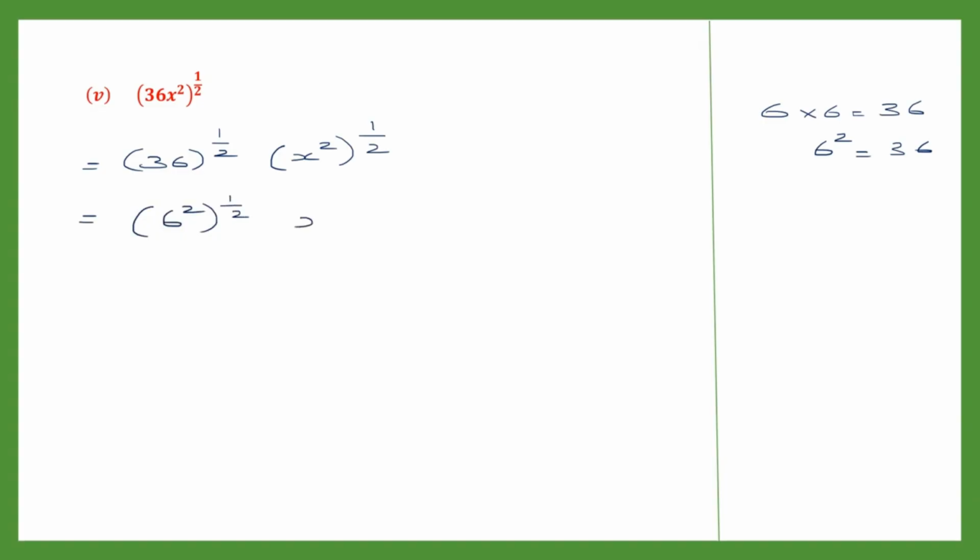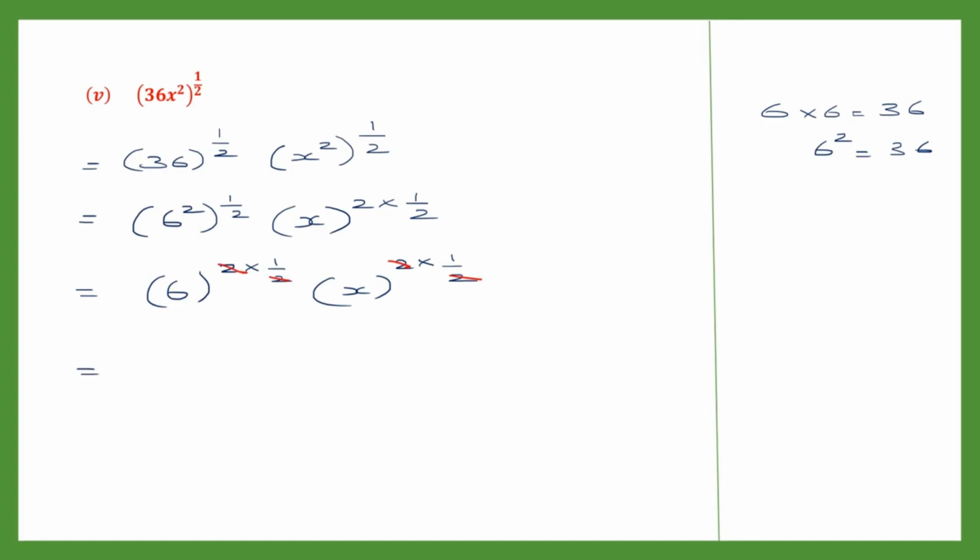Now here we can say x is raised to the power of 2 into 1 by 2 using the power law. So in this step, this becomes 6 to the power of, again here also power law, 2 into 1 by 2. And here we have x raised to the power of 2 into 1 by 2. Now can you see we can cancel this 2 and this 2, here also this 2 and this 2.